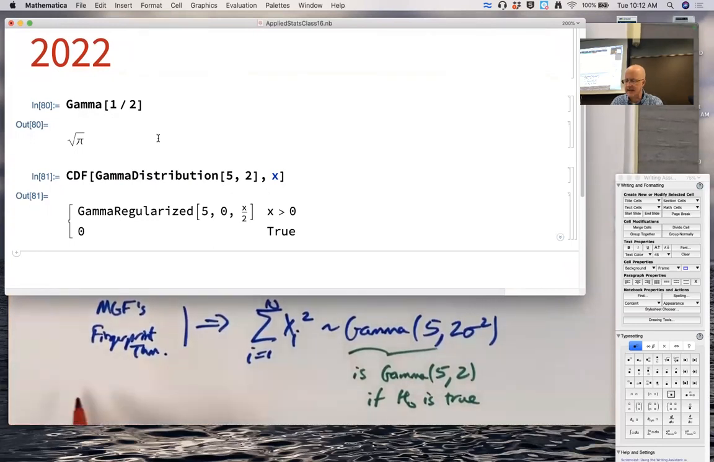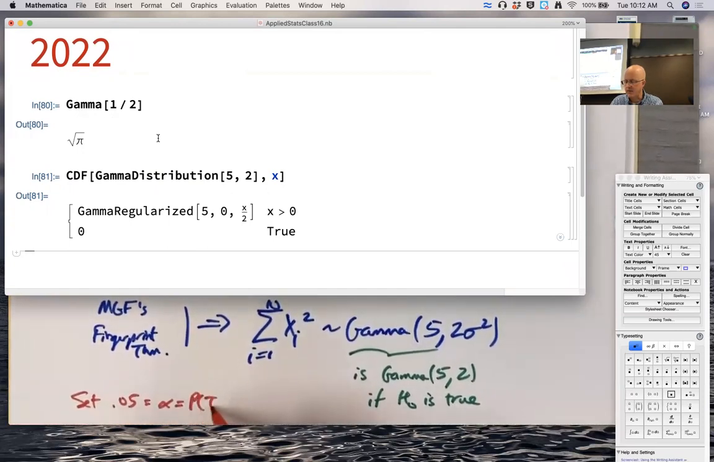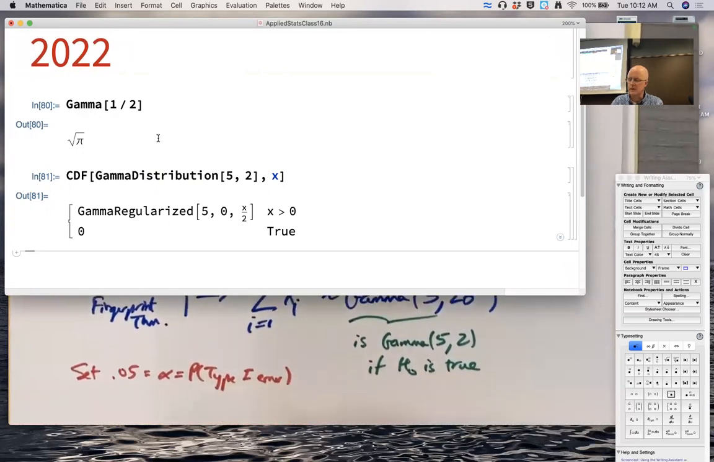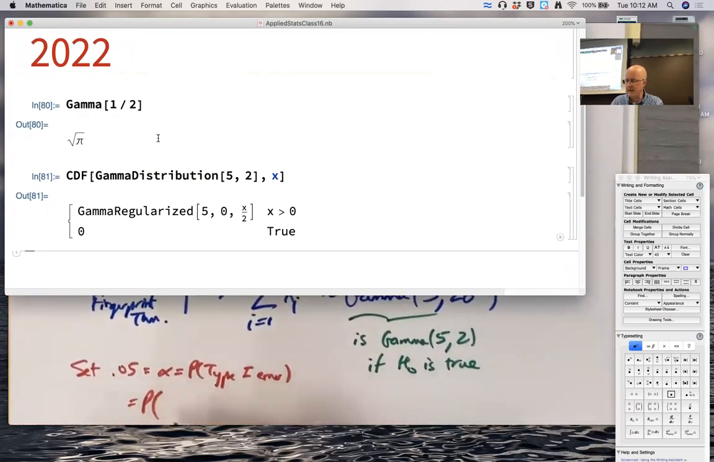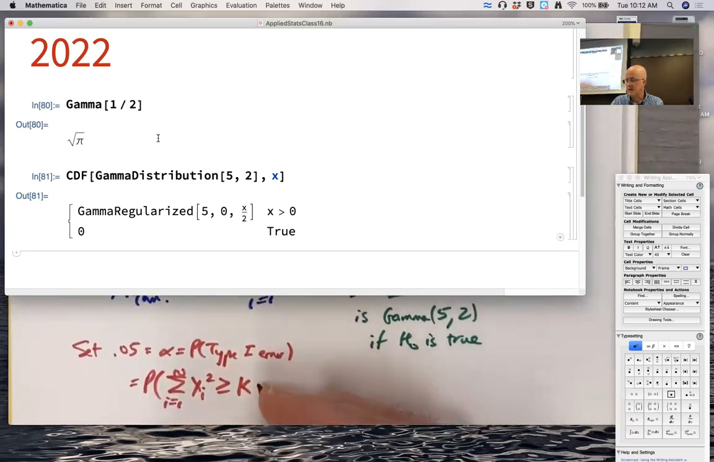What I'm doing is setting 0.05 equal to alpha, the probability of a type 1 error, to be the probability of being in the rejection region of this summation being greater than or equal to something unknown. That's what I've got to solve for, the capital K, assuming the null is true, meaning assuming sigma squared is 1.